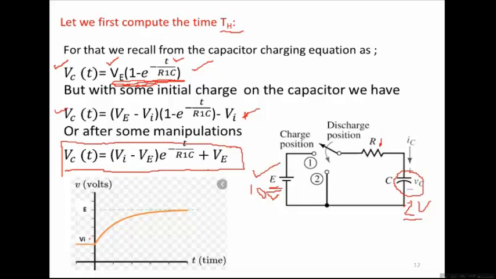So this is the profile of the capacitor voltage for a condition in which there is some initial voltage on the capacitor, and the capacitor would start charging from its initial value and charge up to the applied voltage.